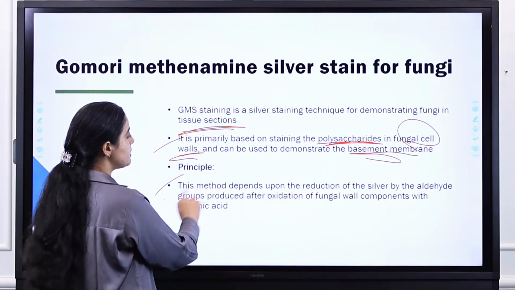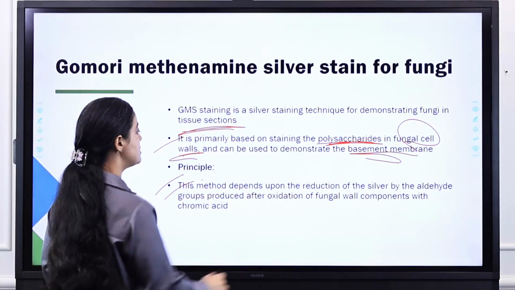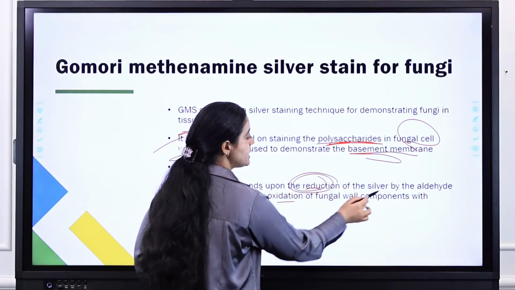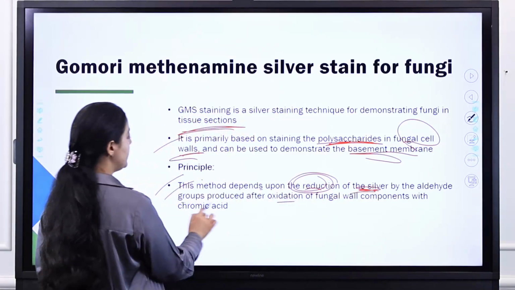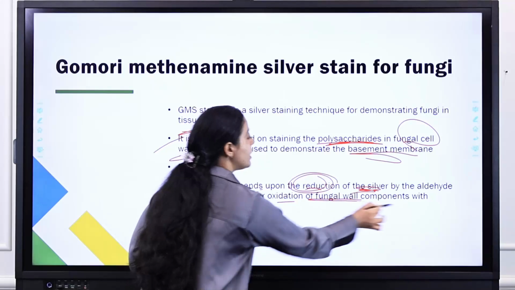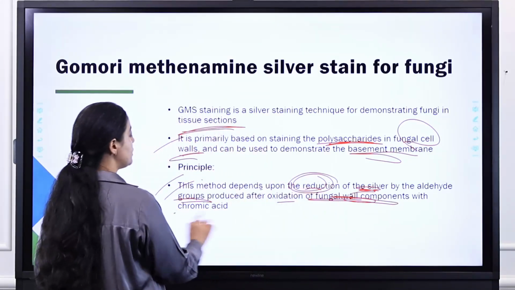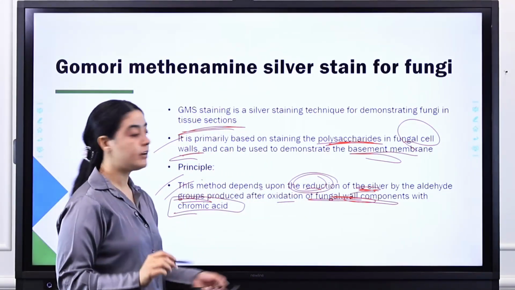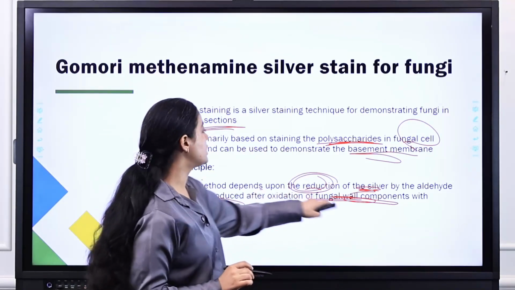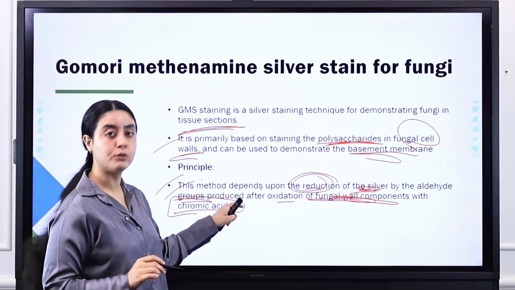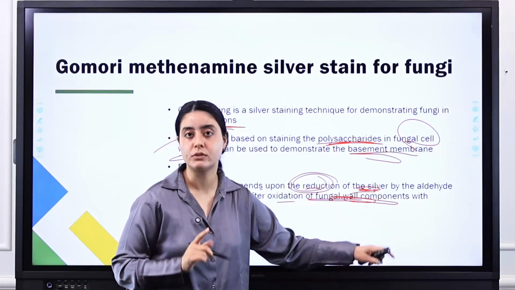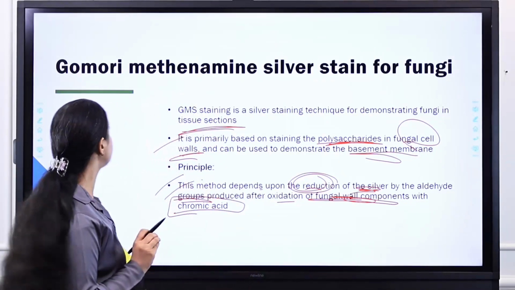Okay, what is the principle? The principle here is also reduction and oxidation. It depends upon the reduction of silver by the aldehyde groups which are produced after the oxidation of fungal wall components with chromic acid. When the fungal wall components oxidize, there is a reduction of silver by the aldehyde groups produced. So this is the principle.